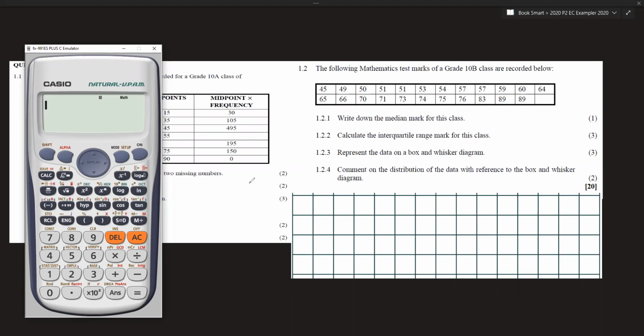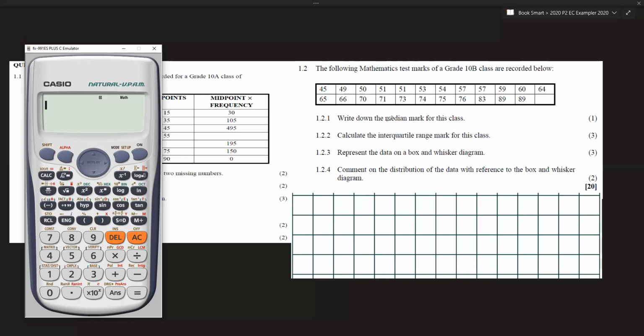Okay, perfect. So the following mathematics test marks of the Grade 10B class are recorded below. The first thing that I do when I look at my data is to ensure that it is recorded in ascending order. It must be from smallest to biggest. That is the first check that you're always going to make. In this case, we are sorted. It's already arranged from smallest to biggest. Awesome. So now we can answer this question.